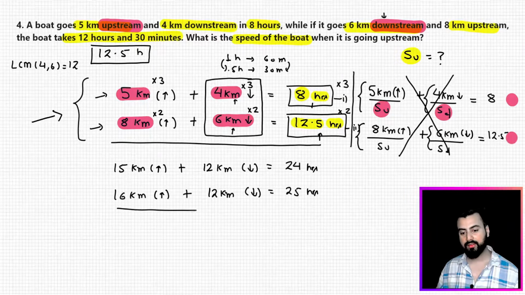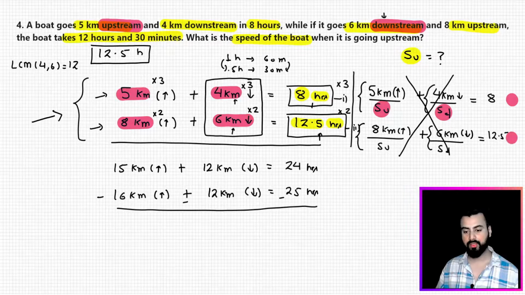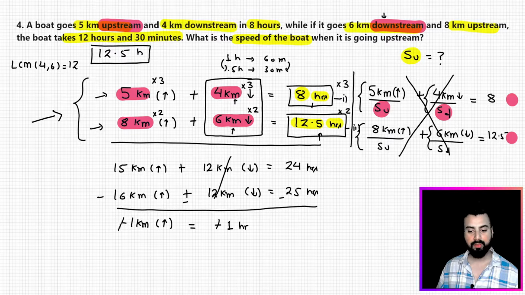Now let us do one thing. Since we are trying to solve them simultaneously, let us subtract the second equation from the first. So signs will get changed. First of all, 12 kilometer will rule out 12 kilometer. 15 minus 16 will give you minus 1 kilometer upstream movement. And how much time? Minus 25 plus 24 will give you minus 1 hour. This minus sign will be ruled out.